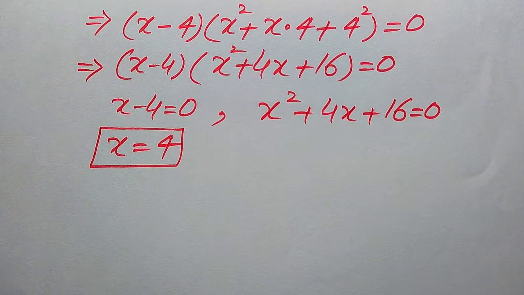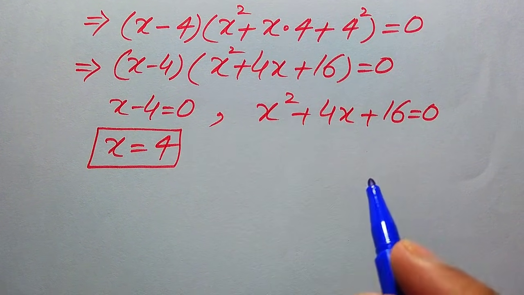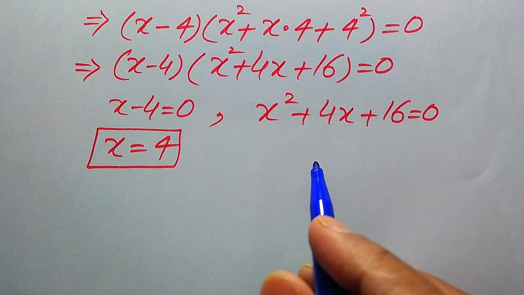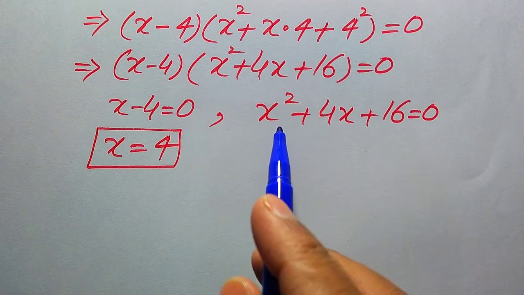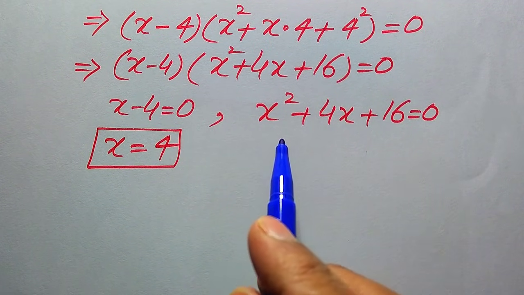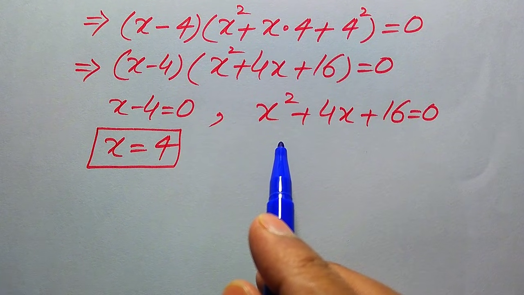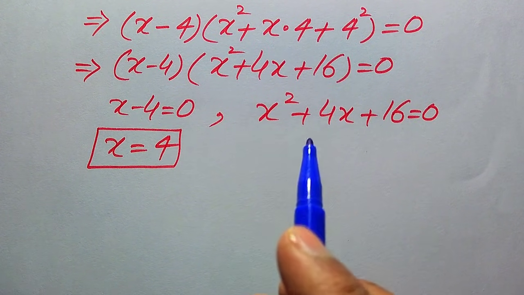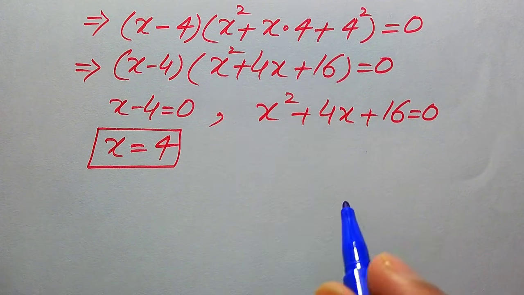Now, in order to find the other roots, we need to solve the second equation. In the second equation, this is a quadratic equation, and we know that there are three methods to solve a quadratic equation. The first method is the factorization method, the second one is the completing square method, and the third one is by applying the quadratic formula.